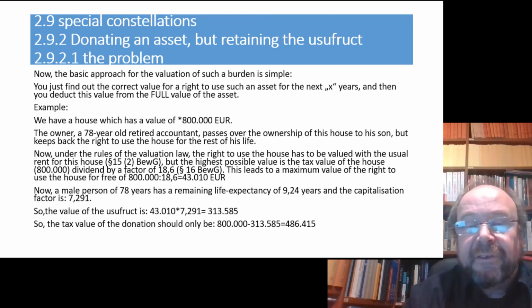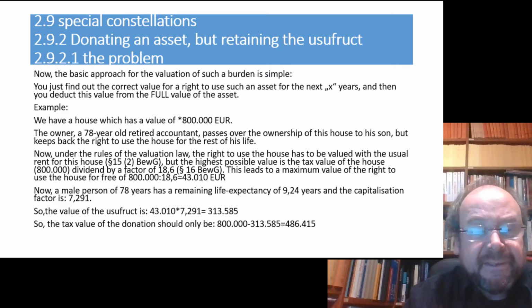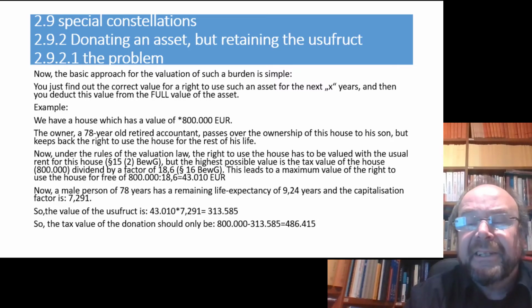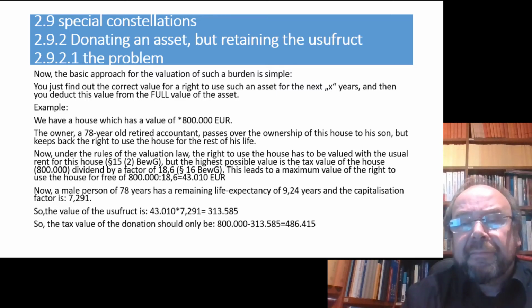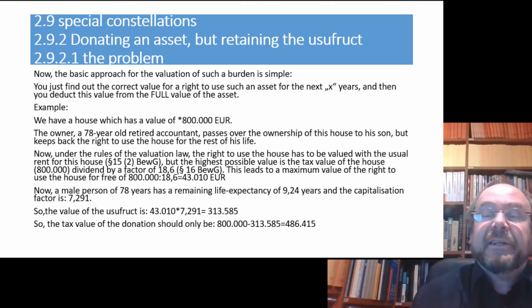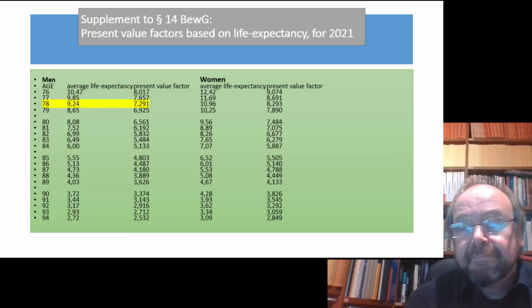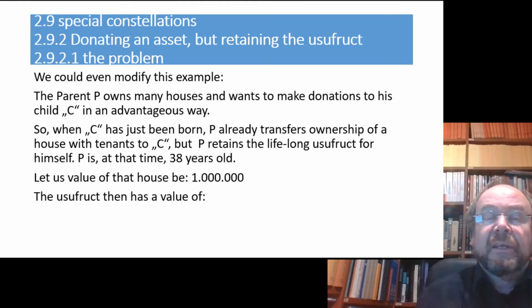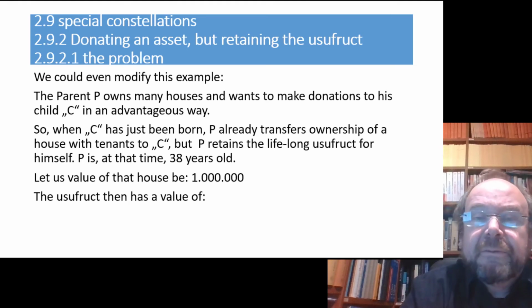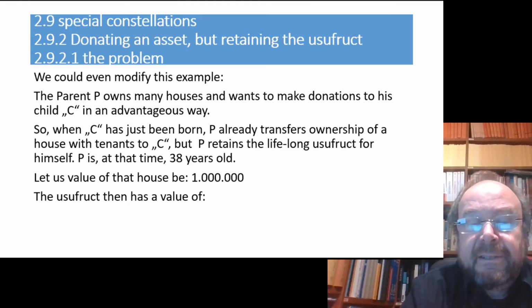And so simple logic says 800,000 is the right to use it for the rest of eternity, minus the value for the first, let's say, what was it, 9 years and some months. There remains the remaining value of 486,415. So far lower, and this is now our tax base. You could even modify this example to make the effect more drastic.